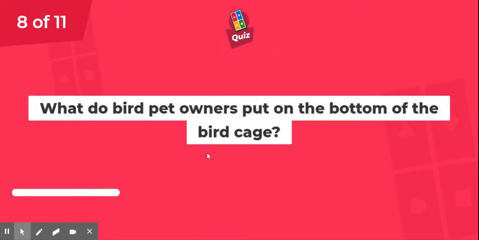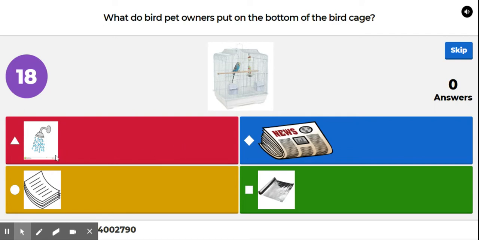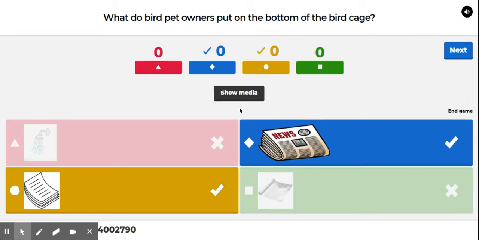Question number eight. What do bird pet owners put on the bottom of the bird cage? Do they put water? Do they put newspaper? Do they put regular paper? Or do they put foil, tin foil? What do bird pet owners put in the bottom of the bird cage? They line it with newspaper or any other paper products. And this helps keep the cage clean. And that's where the bird pee and poop goes. And then they just clean that up at the end of the week.